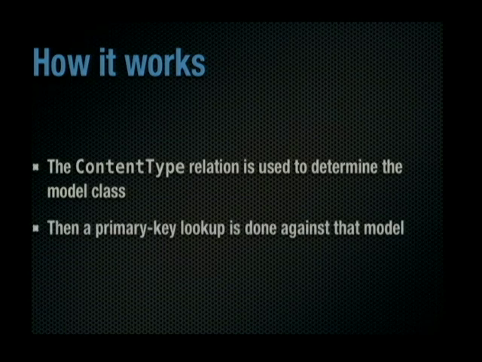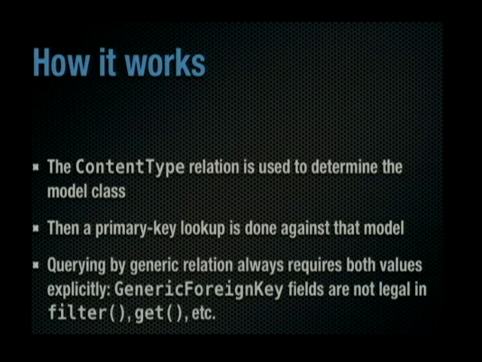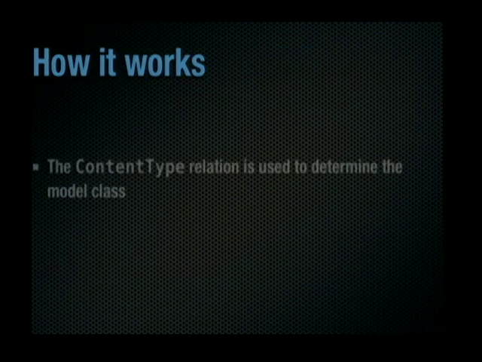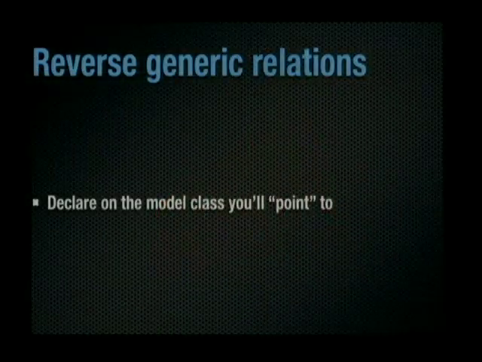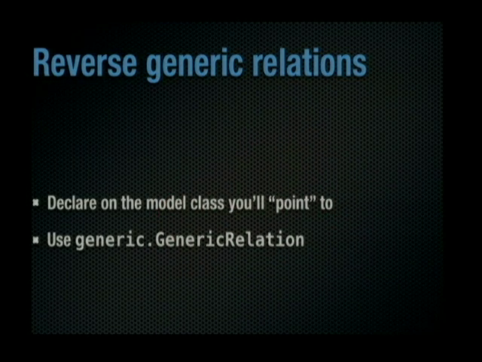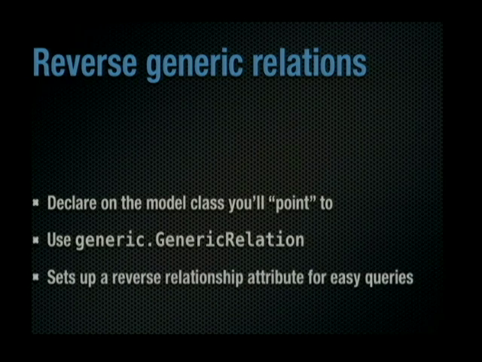Content type is basically just a model that stores an app label and module name, and does primary key lookups against that model. Generic foreign key basically only works for accessing it directly. You can't pass it into filter, you can't query on it, because you can't express it easily at the SQL level. There is a reverse generic relation that you can declare on a class you intend to point to. It's just the class generic relation, and gives you a reverse relationship back to the thing with the generic foreign key.